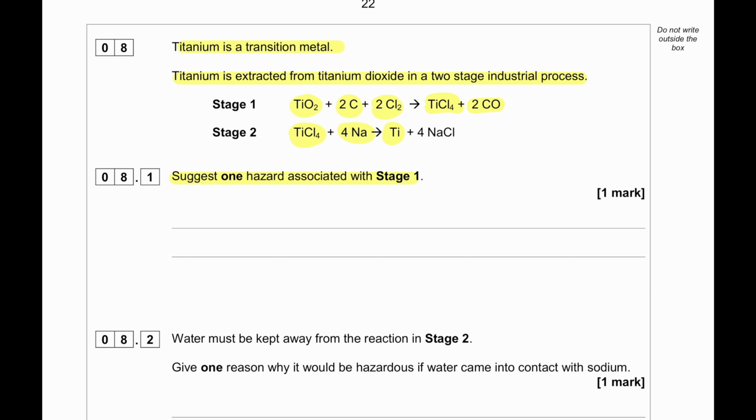Suggest one hazard associated with stage 1. The hazard is we're using chlorine in the form of gas. So if the chlorine escapes into the environment, it's going to be highly toxic. All right, so we just need to mention chlorine is toxic.